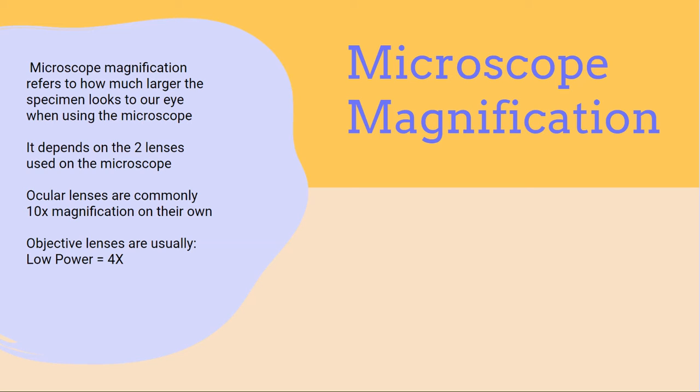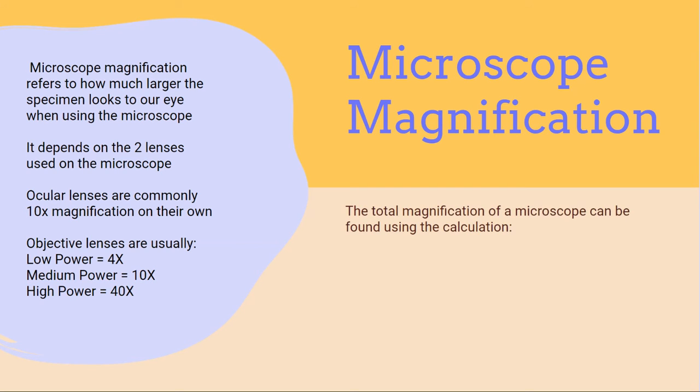Please add these into your notes. Medium power is at 10 times magnification, and high power is at 40 times magnification. Now we need to know 4, 10, and 40 because I told you light microscopes can magnify up to 400, and this is how we figured that out.